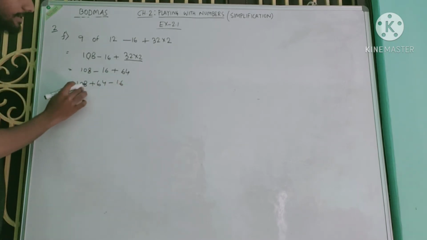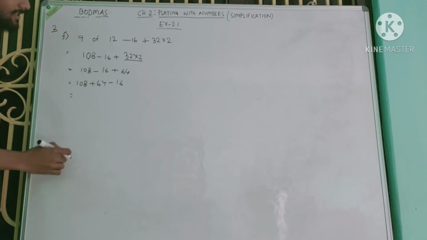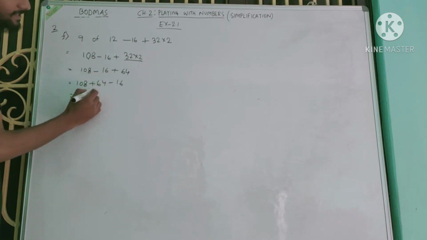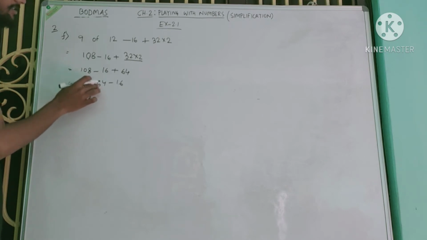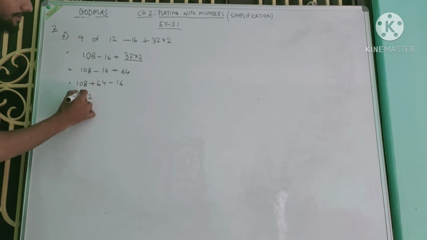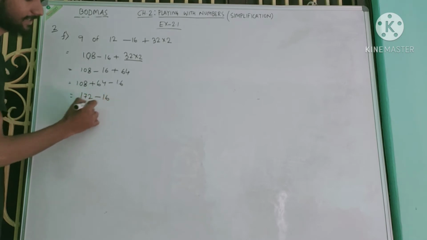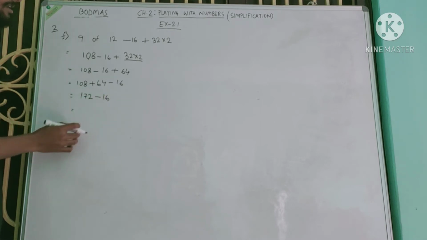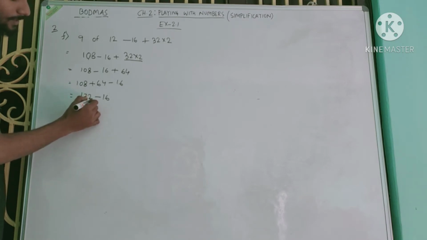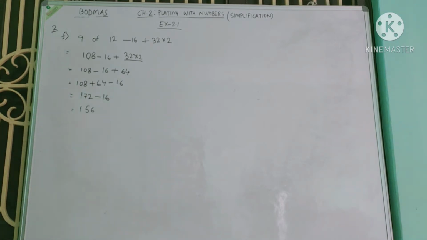Now 108 plus 64 will be 172. Then when we subtract 16 from this portion, what do we get? 156. We will get 156.